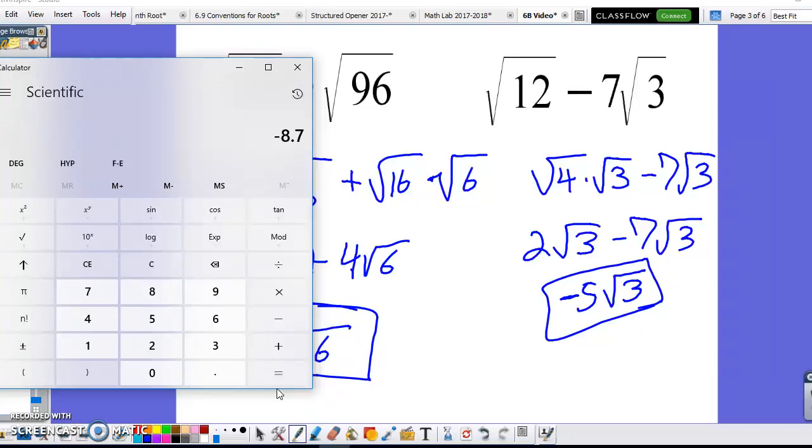So about negative 8.7. So if my answer is right, negative 5 times square root of 3 should be somewhere really close to negative 8.7. It won't be exact because I did a lot of rounding there. It's not exactly negative 8.7, but close.